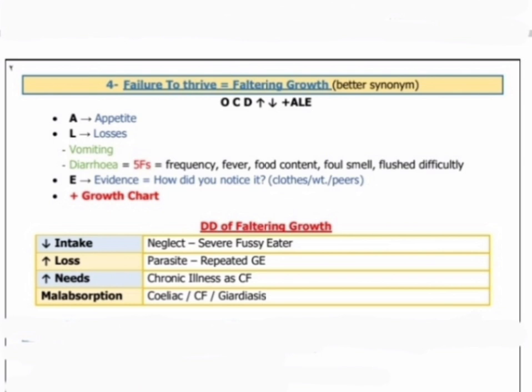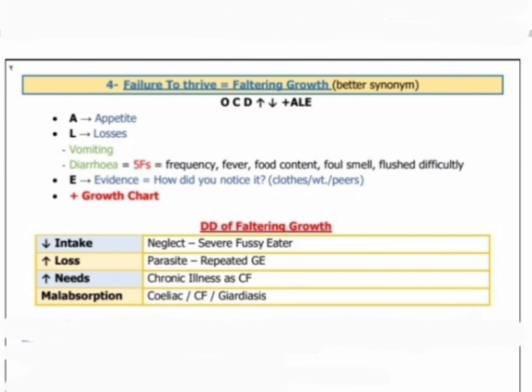Then evidence. E for evidence, like how did you notice it? Loose clothes, do you measure the weight and peers, like that? Plus growth chart. Do you have a growth chart of this child? So again I am repeating, the chief complaint is failure to thrive or faltering growth. The child is not growing well.